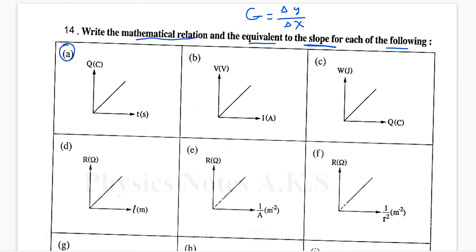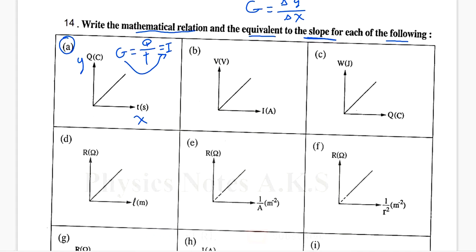We notice that the y is charge and the x is time. So the gradient is the change of y, which is Q, over the time. We know from before that Q over time, or charge over time, is the electric current. So basically here the gradient represents the electric current in a circuit. So the relation is Q over t and the equivalent is I.